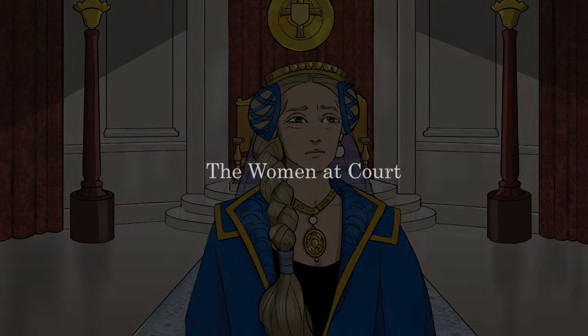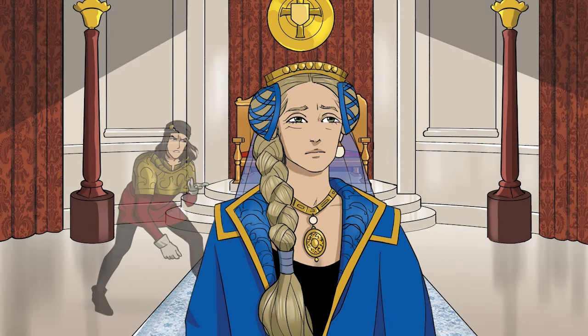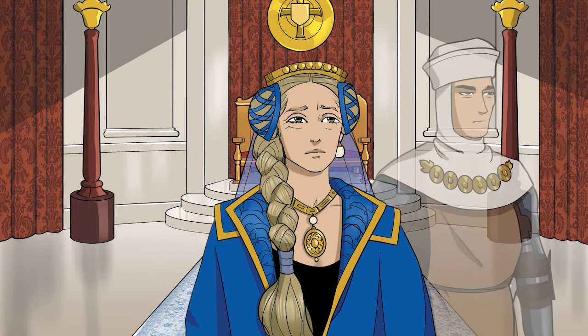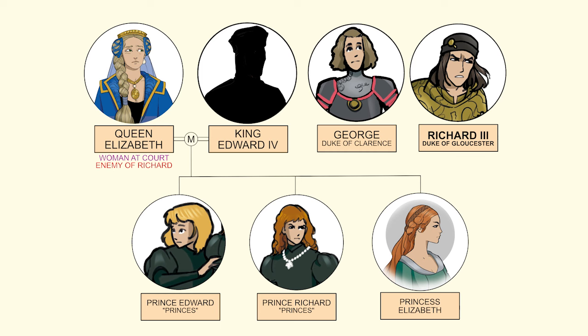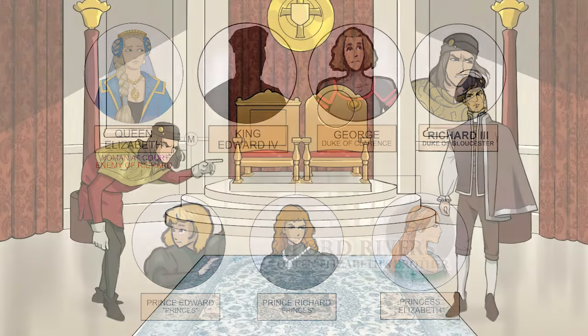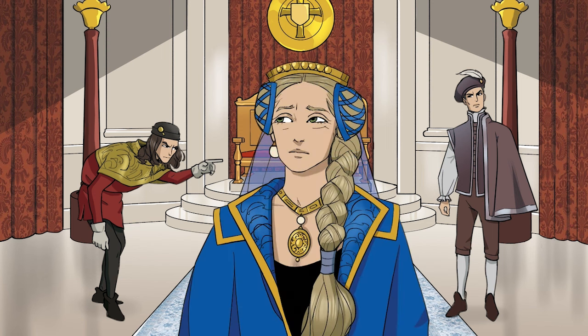Richard also maintains enemies in the various women at court, though their status as women affords them little power against him. Queen Elizabeth is the widow of King Edward IV and the mother of the young princes. She is strong-willed and vocal in her opposition to Richard, but can do little but rely on her kinsmen, Dorset, Rivers, and Grey, to combat Richard's schemes.